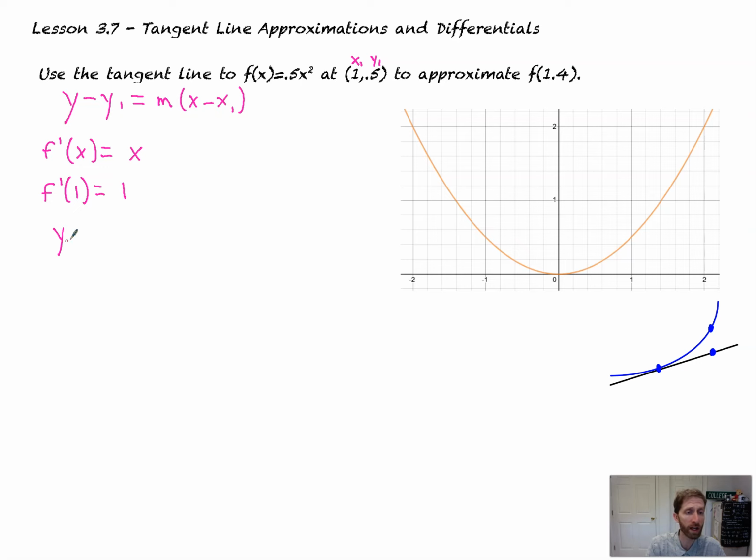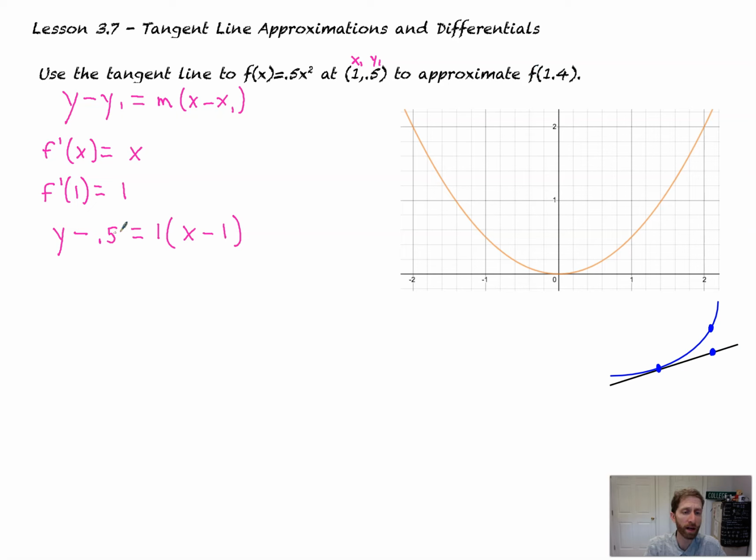So the equation of our tangent line is y minus 0.5, not so bad, is equal to the slope, which is 1 times x minus the x value of 1. So that's old school. Right? We did that in chapter 2. Not so bad. But what is this whole approximate business? Well, if we think about it, this tangent line, let's actually draw it on the graph to see what we're going to do to approximate f of 1.4.